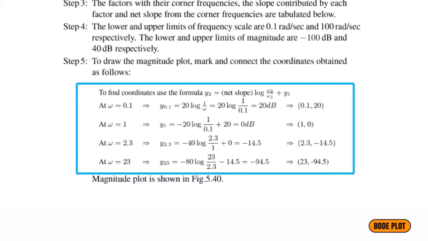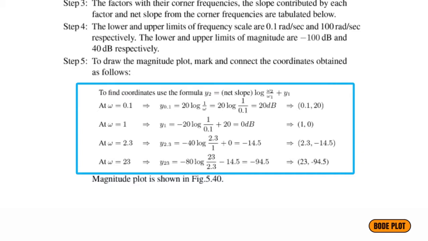The next, at omega equal to 2.3, the previous slope is minus 40. Minus 40 log 2.3. Previous corner frequency is 1. Present corner frequency is 2.3. Omega 2 by omega 1, plus previous y1 is 0. We add, you will get minus 14.5. Therefore, coordinate is 2.3, minus 14.5.